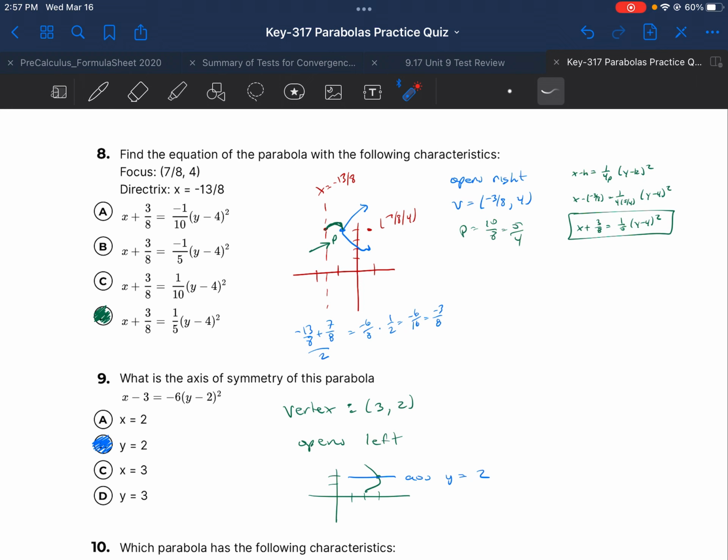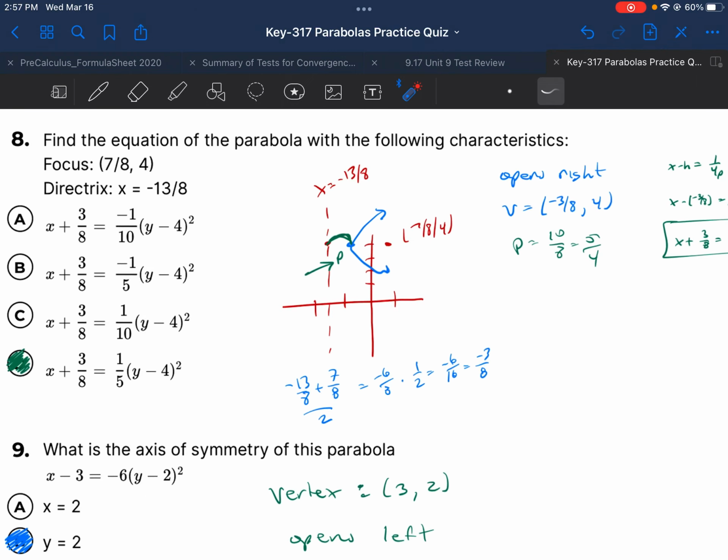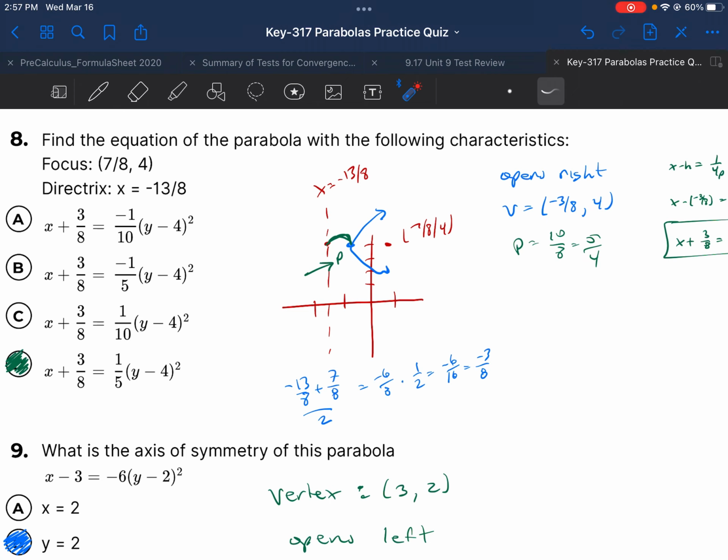All right, number 8, another type of those examples. We're going to be given the focus and the directrix here. Again, let's go ahead and sketch us a graph. The directrix this time is a vertical line, x equals -13/8. That's a vertical line through -13/8. And our focus point, (7/8, 4), we can estimate over here somewhere in the first quadrant.